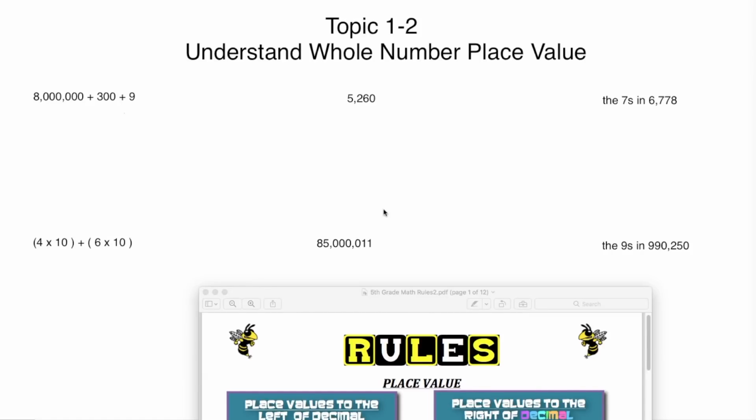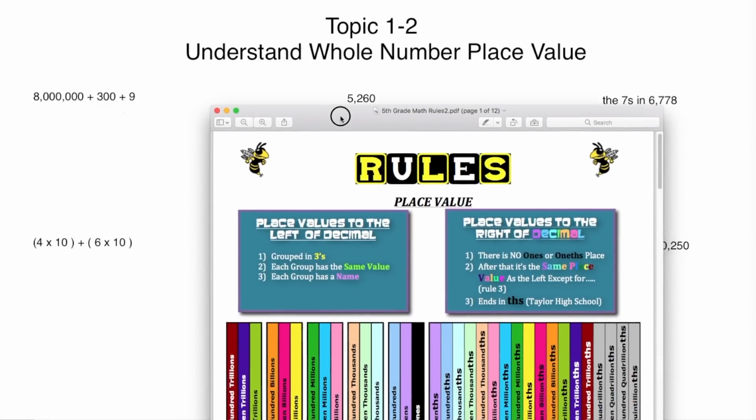In topic 1-2, we are going to learn about how we need to understand whole number place value. Now, I'm going to email you, if I haven't done so already, the rules for place value and other rules as well. But I already have it here.